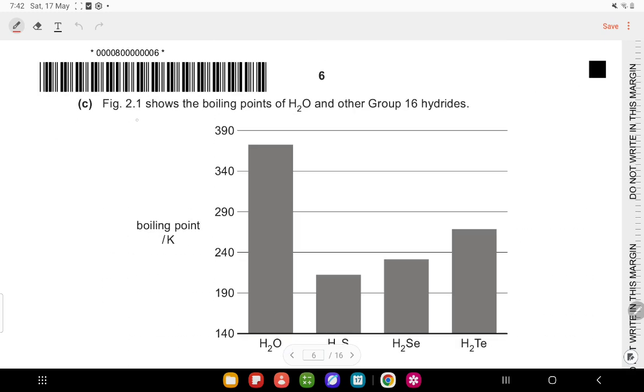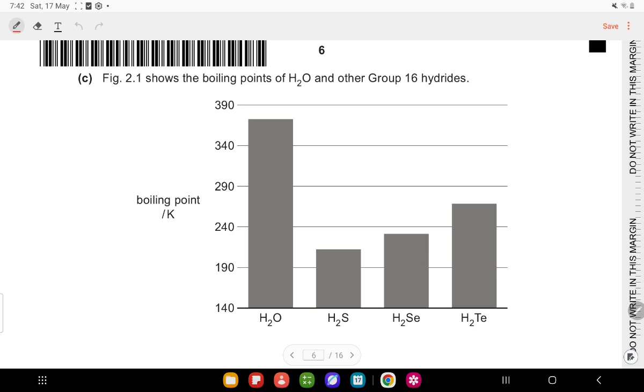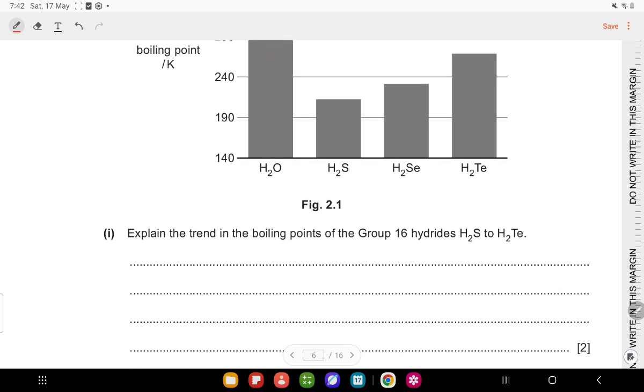Part C. Figure 2.1 shows the boiling points of water and other group 16 hydrides. Explain the trend in the boiling points of the group 16 hydrides H2S to H2Te. Water: oxygen is a strongly electronegative element, so that's why it forms a hydrogen bond. So that's why it has a higher boiling point than H2S, H2Se or H2Te.